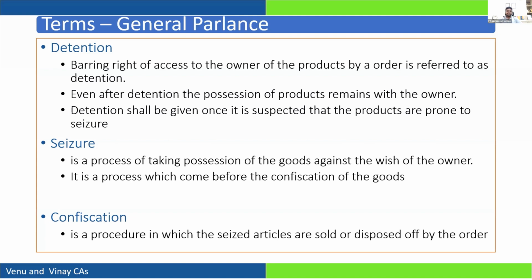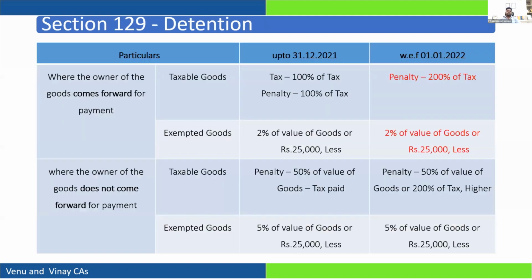Whereas in seizure, it is the process of taking possession of the goods against the wish of the owner. Possession will not be with us in case of seizure. It is a process which comes before the confiscation of the goods. We'll see what confiscation is. Confiscation means the seized articles are sold or disposed of by order. That's the last stage. So this is all about detention, seizure, and confiscation. Okay.